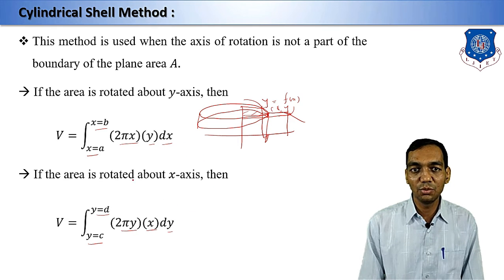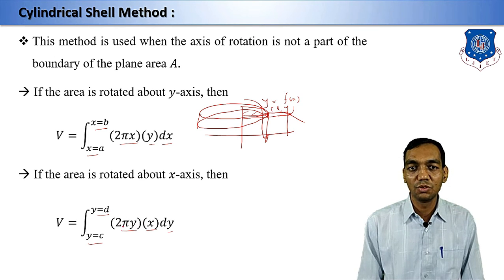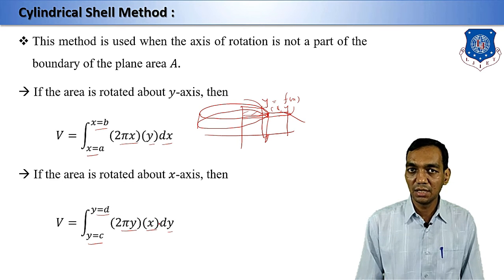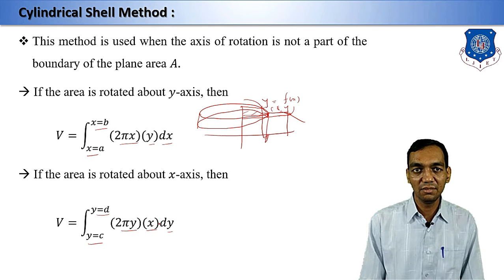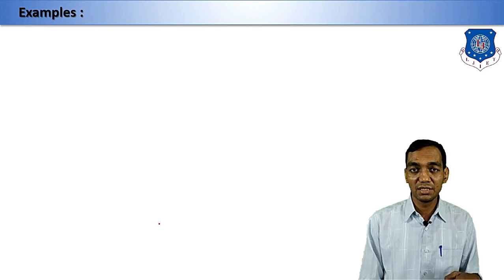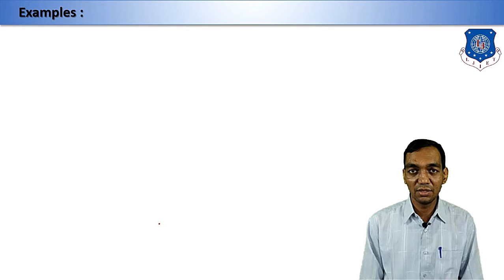In the same manner, if you are going to calculate about the x-axis, then in that case it is 2 pi y, because radius will now be y and x will be the height, because it is perpendicular to the original one. Done? So this is the cylindrical shell method. Here we are using the cylinder method. Whenever you are considering about the x-axis, here we are going to use the surface area of a cylinder. Okay, please remember this.